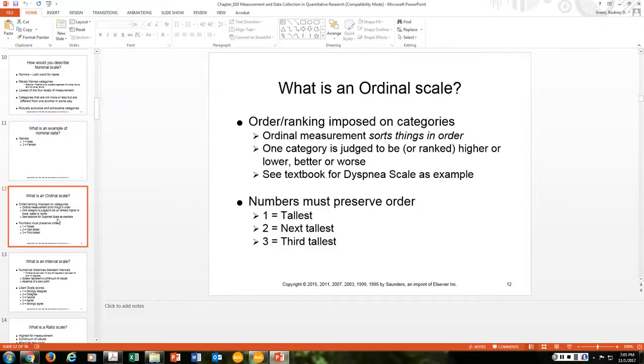What is an ordinal scale? With ordinal scales, order and ranking are imposed on categories. So an ordinal measurement sorts things in order. Okay, that's a very important point. One category is judged to be ranked higher or lower, better or worse. Your textbook has a nice example of the dyspnea scale, and I'll ask you to look for that. I tried to get an image of that, but I was not able to. The numbers must preserve the order. So 1 is the tallest, 2 is the next tallest, 3 is the third tallest. So do you see? It sorts things in some kind of order.